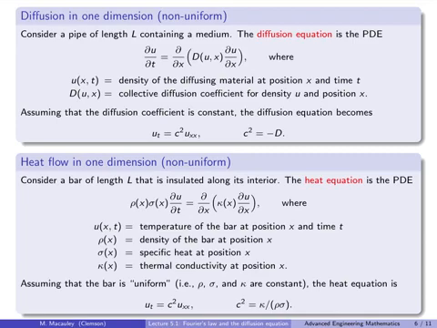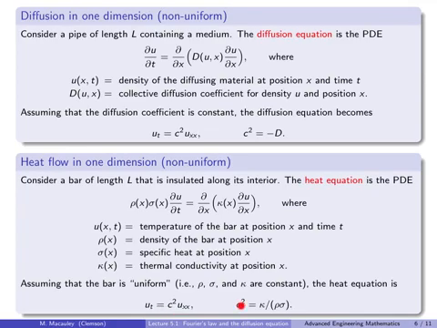As before, it's not at all a bad assumption that the bar is uniform. It typically is. I mean, metal bars, unless they're alloys and they go from copper on one side to brass on the other side, we're going to assume that things like rho, sigma, and kappa are constant. In this case, the heat equation is just u_t equals c squared u_xx.